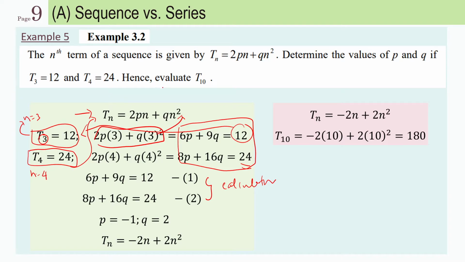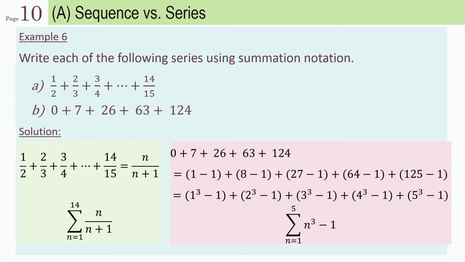And the question asks us to evaluate T10. So I know that my n is now going to be replaced by 10. So I replace 10 into this one, and I get 180. Okay, so the next example: you've been provided a series, and they ask you to change it back into summation notation.